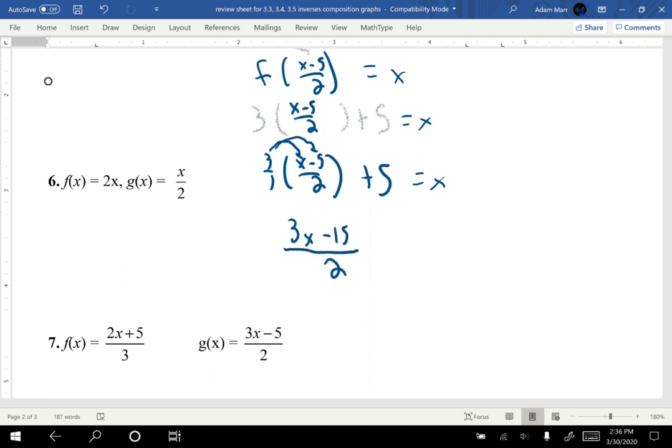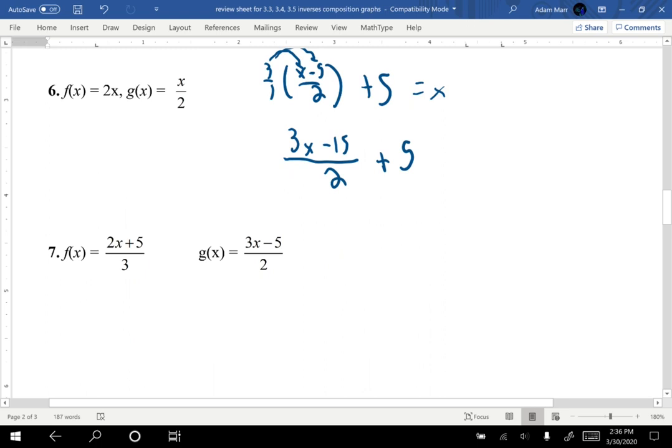Over 1 times 2 is 2. Plus 5. Doesn't look too promising, but let's see. So we have to combine these two right here, this fraction and 5, right? Let's see if we can do that.